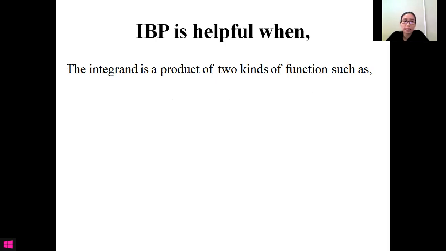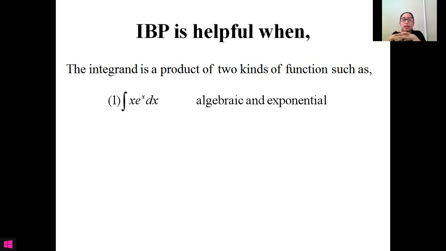So, kombi ni siya. Kung kanusa lang nato magamit si IBP is kung naa tay integrand having a combination of the following functions. So first one is if we have an algebraic and exponential combination. Okay, if we have, for example, this one, integral of x, which is an algebraic function, and e to the power of x is an exponential function. So kung ay combination na, we can use IBP or we can use the integration by parts method.